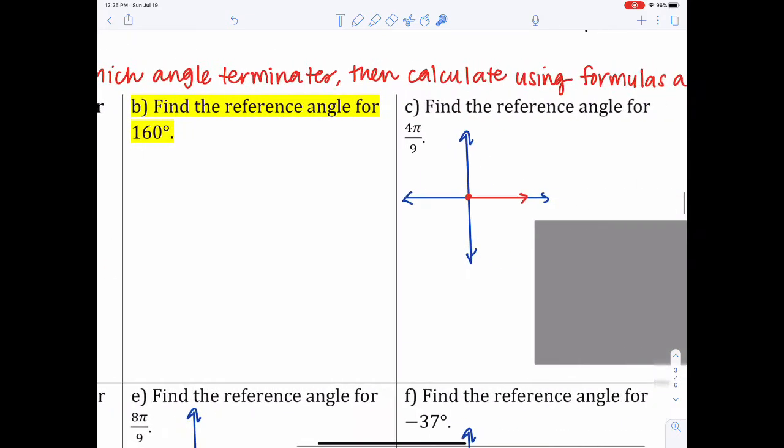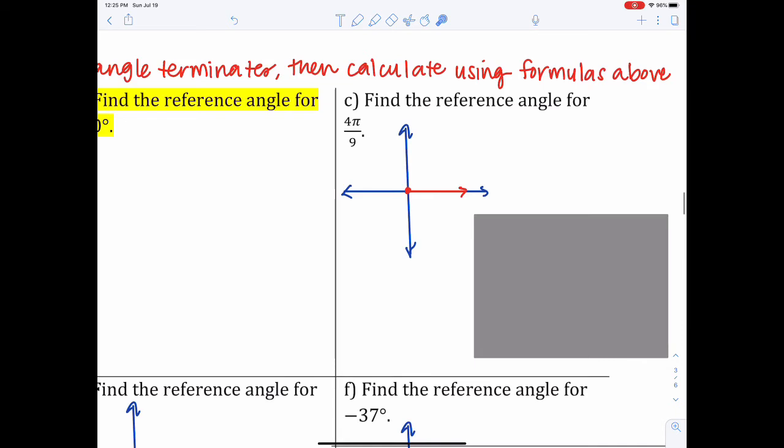Okay, let's do another one together, example C. So now we're given an angle in radians, so we have to think about this one too. 4π/9 is just under 1/2, right? Because technically 4.5 would be half of 9. So 1/2 of our 1 whole, so 1 whole would be here. Half of that is up here. Therefore, I know 4π/9 is somewhere in quadrant 1.